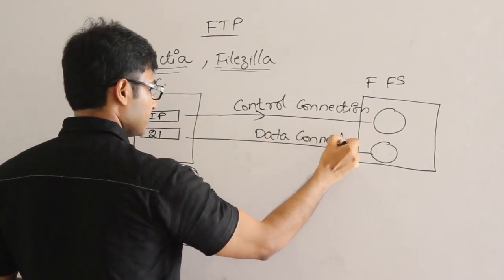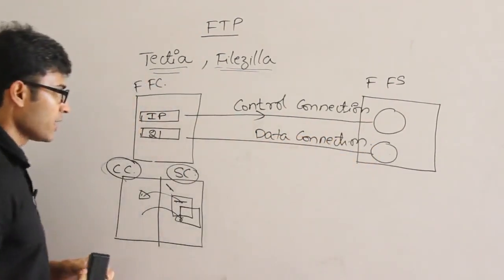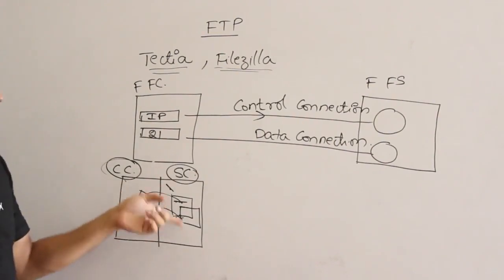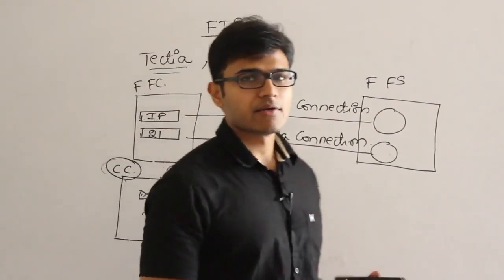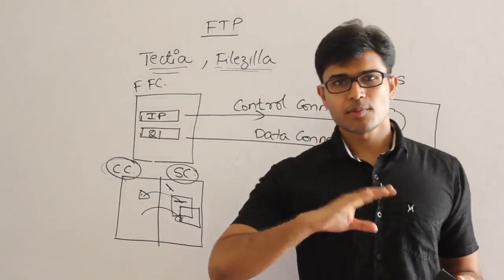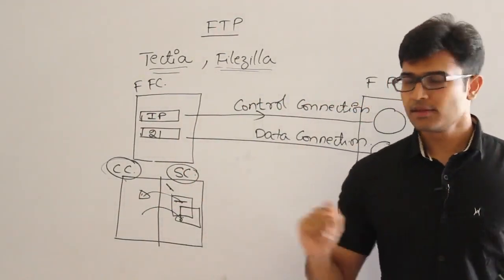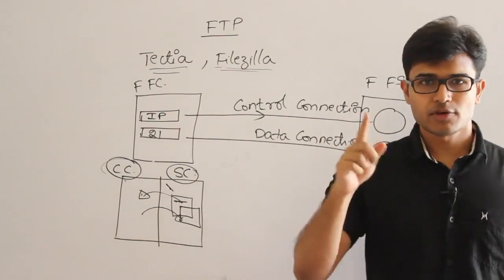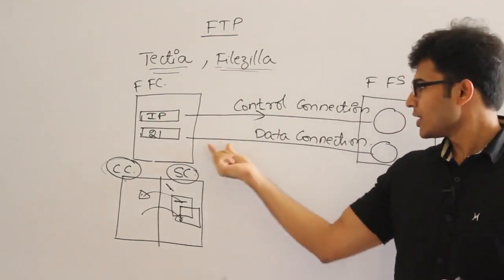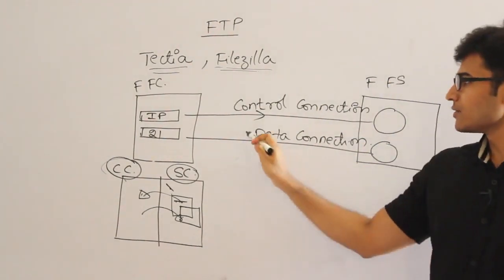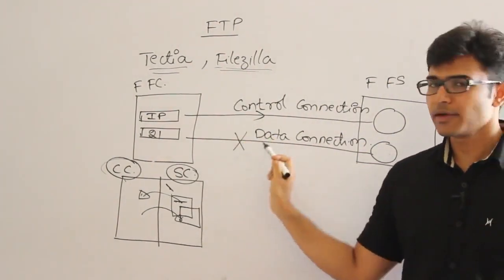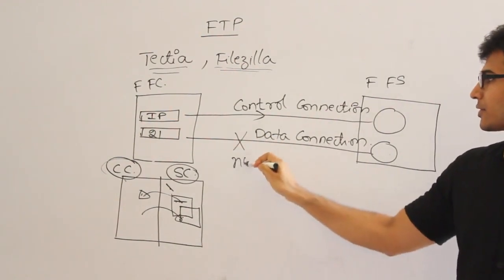Data connection. As long as you are just browsing the folders, nothing will happen. Just the control connection will be open. But whenever you try to upload or download any data, then a data connection will be opened. For every file you want to transfer, one data connection will open, and once the file transfer is over, the data connection will be closed, which means the data connection is non-persistent.